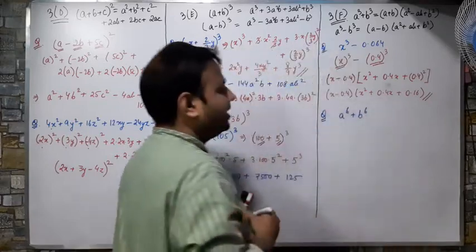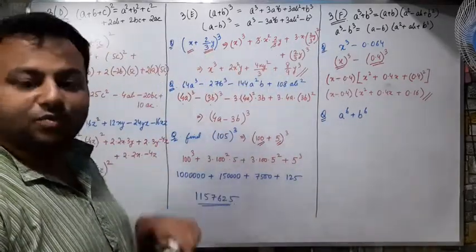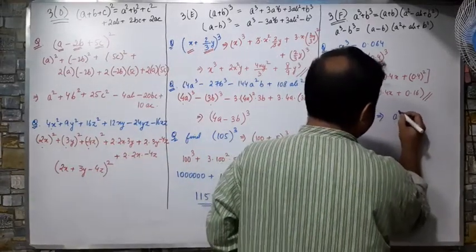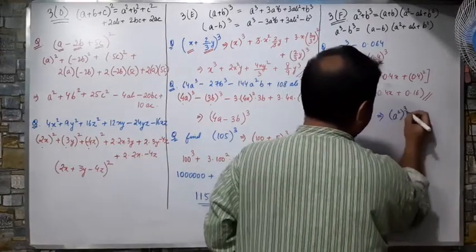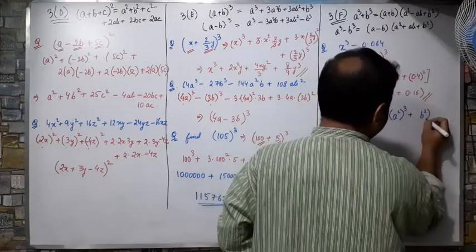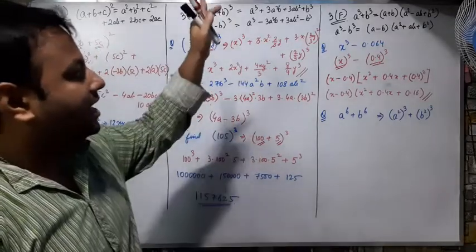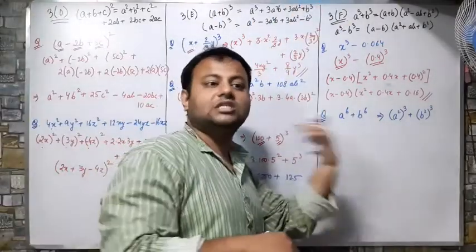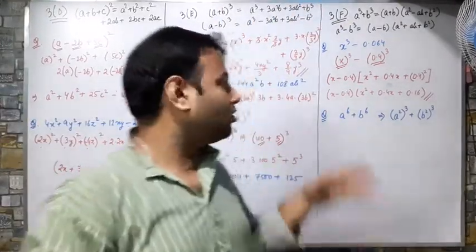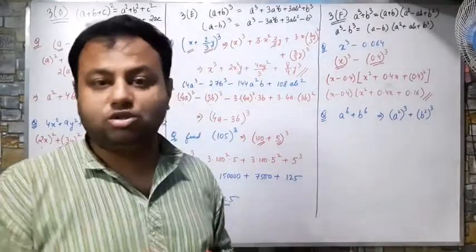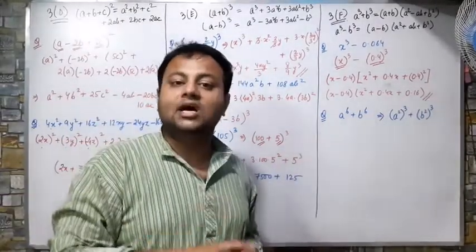Suppose you are given a to the power 6 plus b to the power 6. This can be simplified and written as (a squared) whole cubed plus (b squared) whole cubed. So I am getting the term as a cube plus b cube. Now some of you may ask, sir, I could have also written (a cube) whole squared plus (b cube) whole squared. So why haven't I written it?